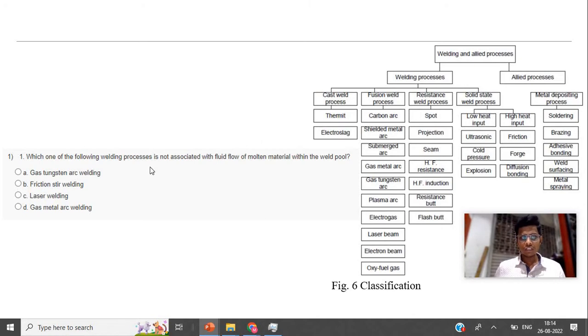in the prerequisite, there were some questions. So we'll see how to solve those questions.